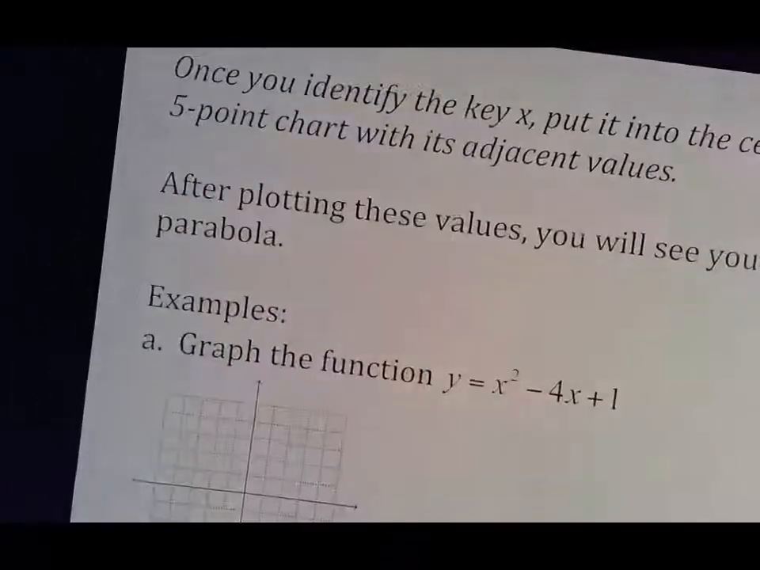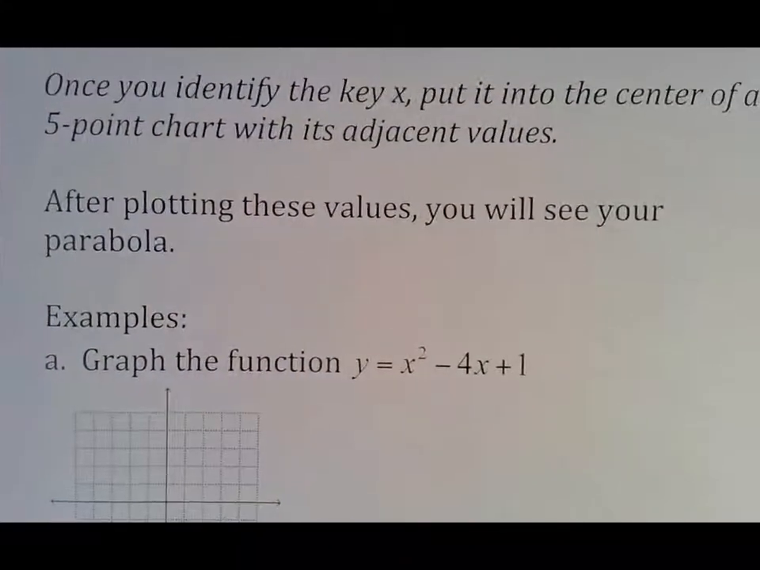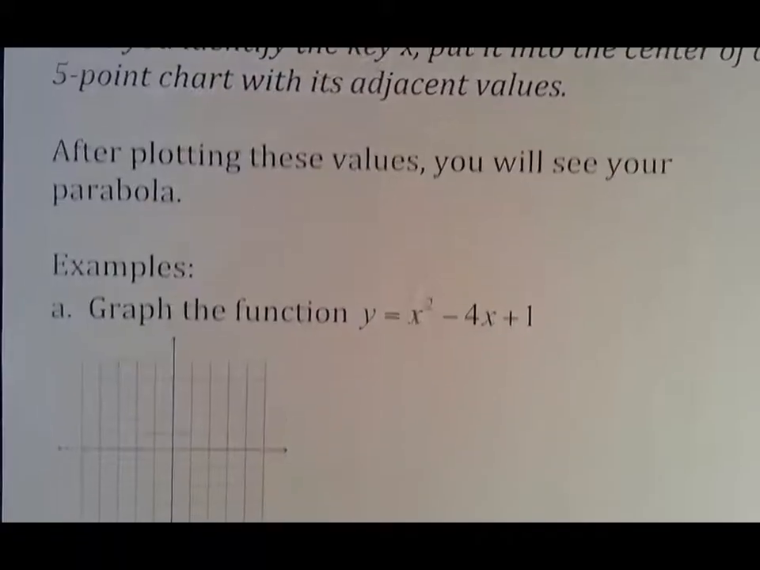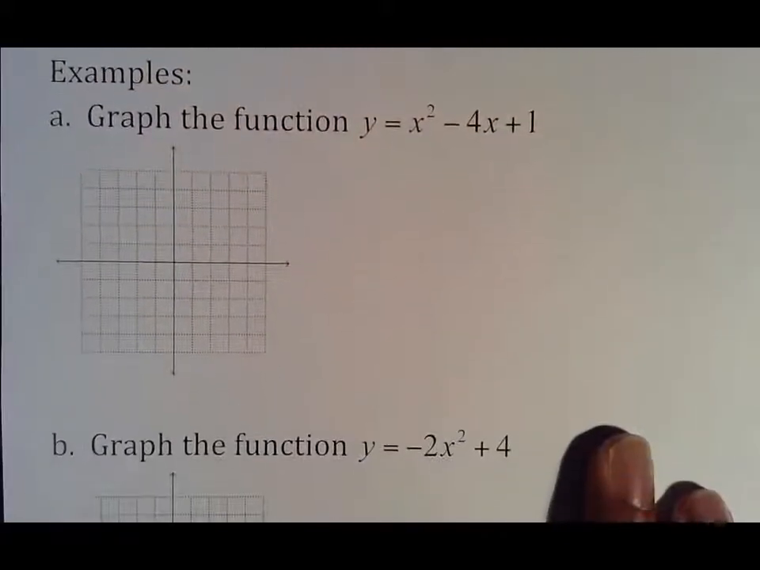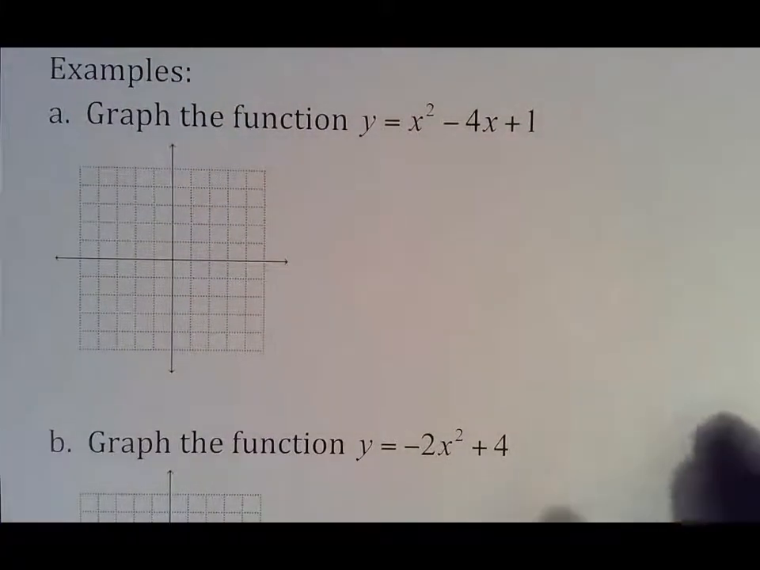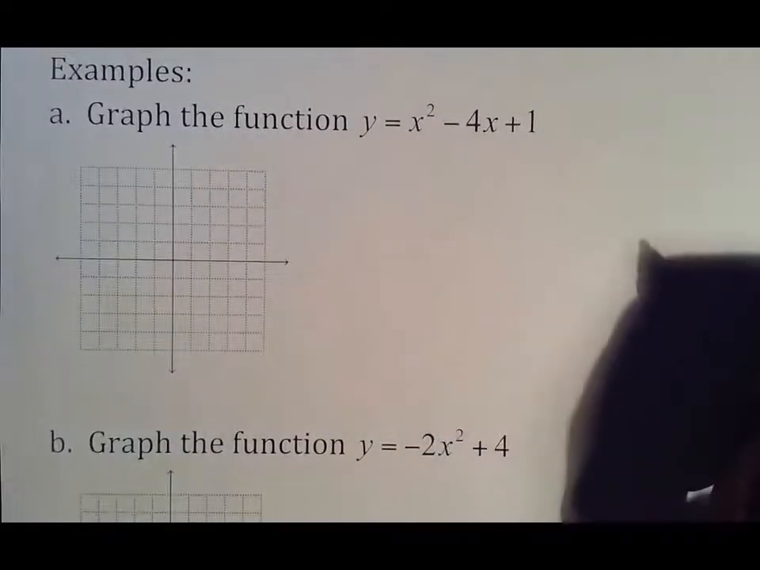Once you identify the key x, you will put it into the center of a 5-point chart. Yes, you need 5 points to make this graph, but after plotting those values, you will see your parabola. So if you're looking at the examples, again, this is a quick section of material. It might take as long as the other ones, but it's quick. It's not really something that there's much room to mess around on.